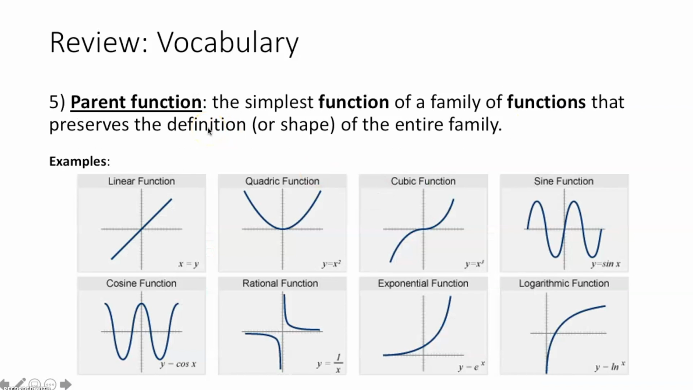A parent function. We went over this a while ago, but I want to make sure you remember what this is. It's the simplest function of a family of functions that preserves the definition or shape of the entire family. So it's like the most basic form of a particular function. So in a linear function, the most basic form is y equals x. In a quadratic function, like we're dealing with today, the most basic form of a quadratic function is y equals x squared. There's no b, there's no c, and your a value is 1. It's the most basic it can get.